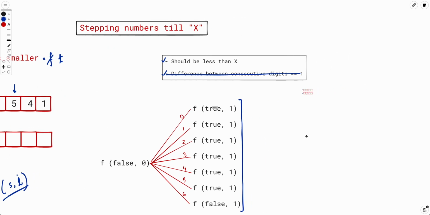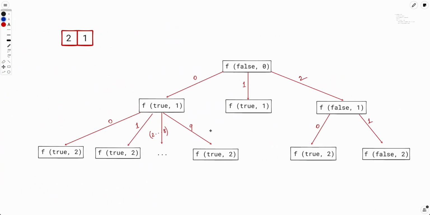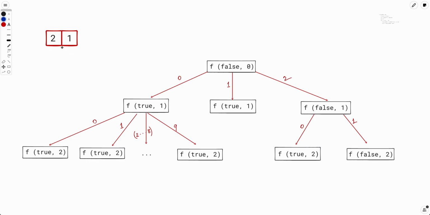So let's look at one small example to make this a bit more concrete. Let's say you have to solve for 21. You have to count the number of numbers which are less than or equal to 21. So you will start with false, 0. Basically you are saying that, okay, I have to fill 2 boxes, and I am starting from 0. So first I will fill the 0th box, and then I will fill the first box. Because this is the first box, there is no digit before it, so there is no non-matching digit as well. So you will start with false.